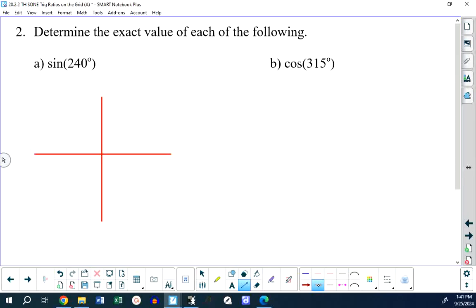I would say quadrant 3, 60 degrees below the x-axis. So we're looking at this. That's 240 degrees.